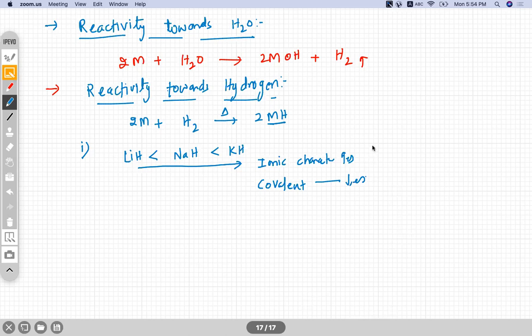See, I have discussed the concept of Fajan's rule, if you remember. There we talked about polarization. It deals with the covalent character in an ionic compound. One factor we discussed is that as the size of the cation increases, polarization decreases and covalent character decreases. So as you go down the group, Li plus, Na plus, K plus, the size of the cation increases and hence covalent character decreases and ionic character increases. Correct?